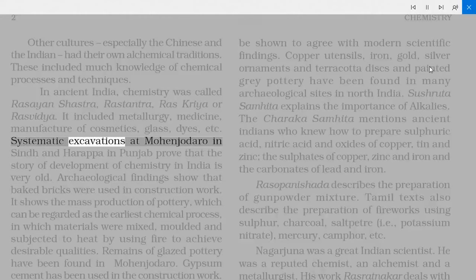Systematic excavations at Mohenjo-daro in Sindh and Harappa in Punjab prove that the story of development of chemistry in India is very old. Archaeological findings show that baked bricks were used in construction work. It shows the mass production of pottery, which can be regarded as the earliest chemical process, in which materials were mixed, molded and subjected to heat by using fire to achieve desirable qualities. Remains of glazed pottery have been found in Mohenjo-daro. Gypsum cement has been used in the construction work.